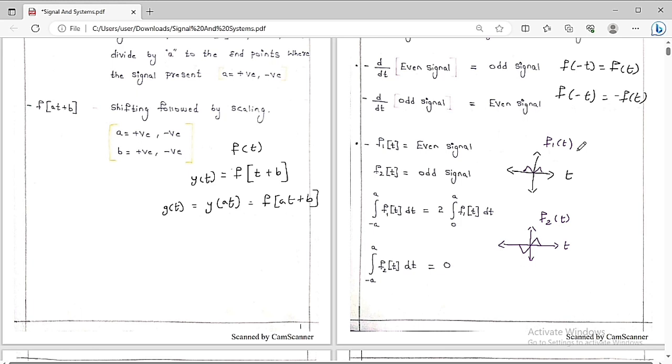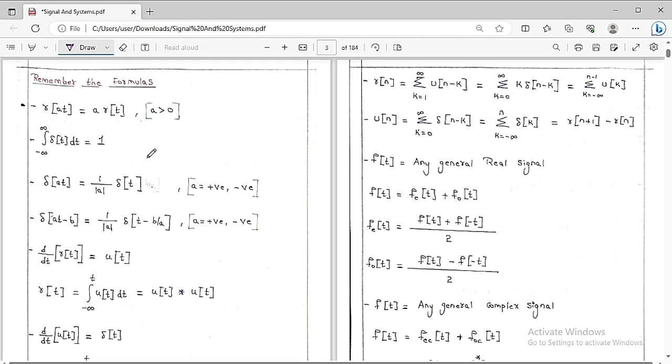Even signal into odd signal is an odd signal, and odd signal into even signal is an odd signal. Even signal into even signal is an even signal, and odd signal into odd signal is an even signal. The derivative of an even signal is an odd signal, and the derivative of an odd signal is an even signal. When f1 of t is an even signal, the integration from minus a to a of f1 of t dt is equal to 2 times the integration from 0 to a of f1 of t dt. And if f2 of t is an odd signal, then the integration from minus a to a of f2 of t dt is equal to 0, because I have explained all these things in an easy manner. These things you always have to keep in mind.